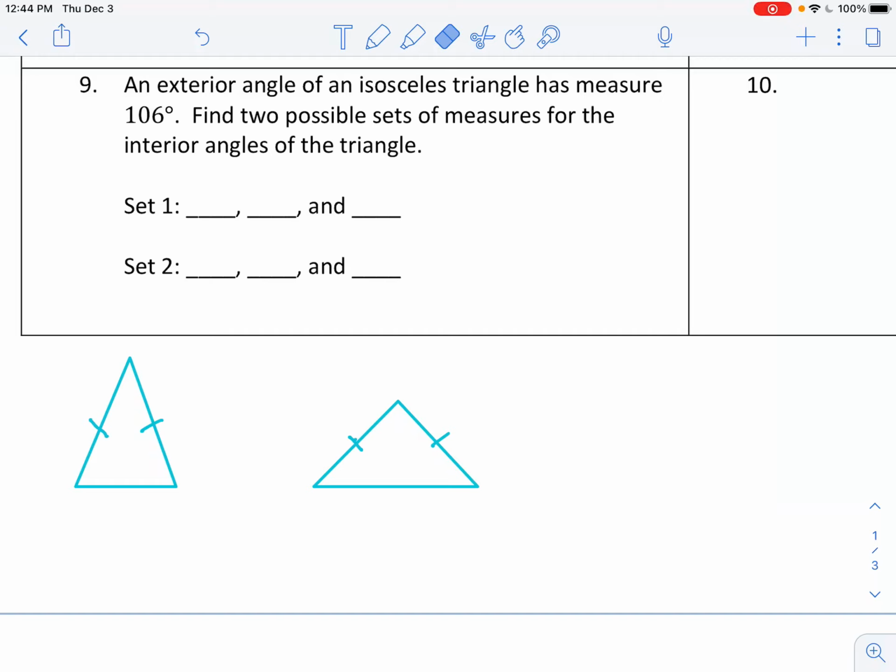Looking at number 9, it says the exterior angle of an isosceles triangle is 106 degrees, and there's supposed to be 2 possible sets of the inside angles for the triangle. I have 2 different isosceles triangles drawn because we don't know where the exterior angle is. So let me back up a moment. We have 2 isosceles triangles.